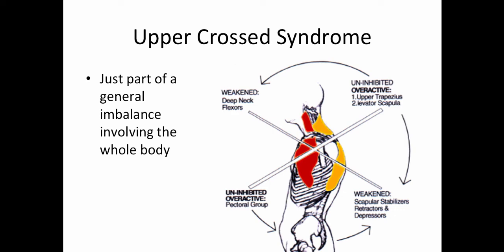We have weakened deep neck flexors in the front. And across from that, lower in the back, we have weakened scapular stabilizers. The overactive muscles are directly in the opposite X. We have the upper trapezius and the levator scapula that are overactive. And we have an overactive pectoralis group. So what we're seeing is that rounded shoulder, forward head posture feeds itself with this poor relationship, which we can call the upper cross syndrome.